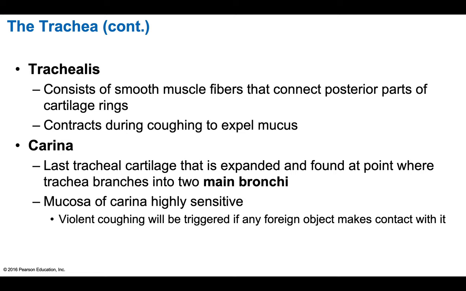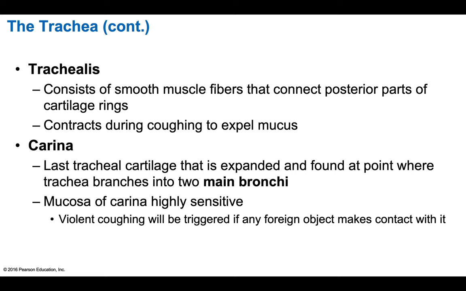On the open posterior aspect of the tracheal cartilage rings, we find them lying next to the esophagus, which are connected by smooth muscle fibers and soft connective tissue. The name of the smooth muscle is the trachealis. The main function of the trachealis muscle is to constrict the trachea, allowing air to be expelled with more force, as when we cough, which helps in expelling mucus. Now, as I mentioned earlier, the carina marks the point where the trachea branches into the right and left bronchi. The mucosa of the carina is highly sensitive. When a foreign object makes contact with it, violent coughing is triggered.